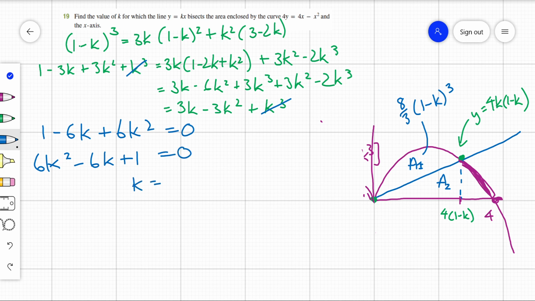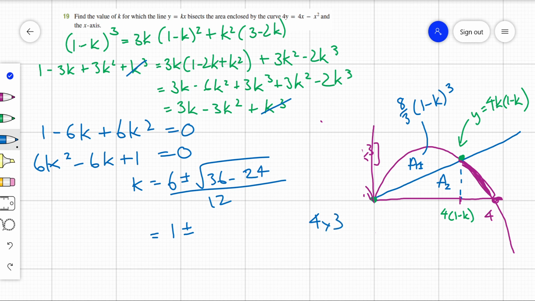So let's use quadratic formula. Negative b plus minus square root b squared minus 4ac, so 24 on 12. So this is going to be 1 plus or minus 36 minus 24, so 12. That's right, isn't it? Square root 12. 12 is 4 threes, so it's going to be 2 root 3 on 12, so that's 1 6. I did put on 6 already.